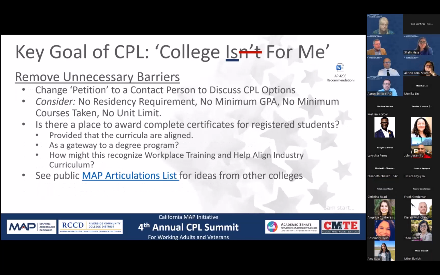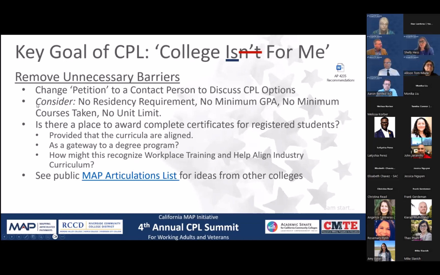So we talked about this at our last session, about removing unnecessary barriers. And maybe the first to consider is changing your petition process into a contact person to discuss CPL options. You don't necessarily have to get rid of your CPL petition, but it shouldn't be the first point of contact for your students to encounter a petition or to have to figure out a petition process. It really should be a person or a nice website that has a connection to a person.